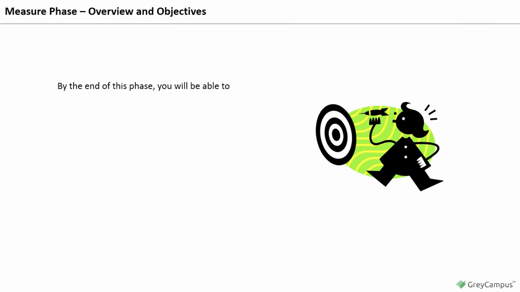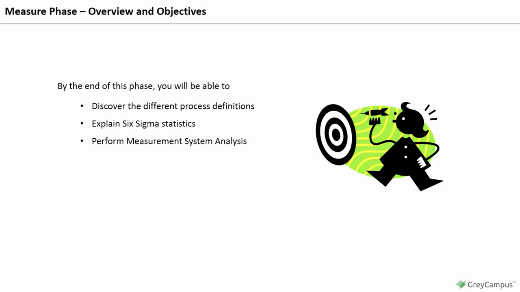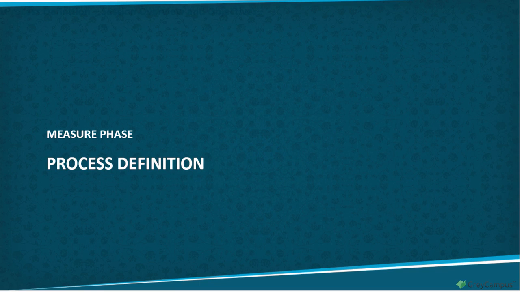Measure phase, section overview and objectives. By the end of this phase, you will learn what the different process definitions are, what Six Sigma statistics are, how we perform measurement system analysis, and how we calculate process capability.